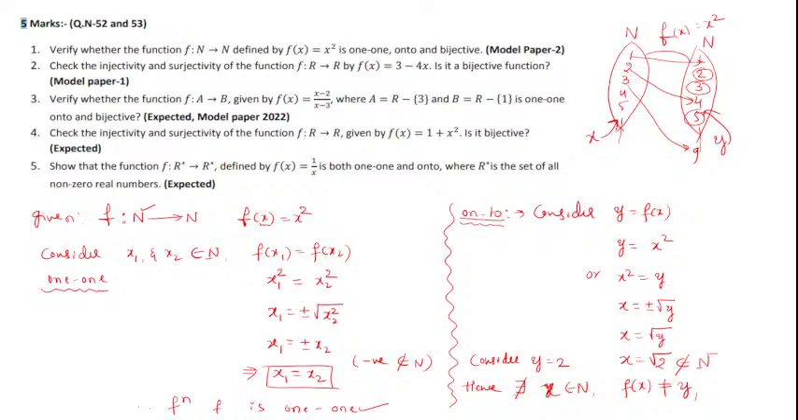That's why there does not exist any x value belonging to N such that f of x is equal to y. So you can write that f of x is not equal to y. Hence my function f is not onto. Since my function is 1-1 but not onto, hence it is not bijective. So you have to conclude in the exam like this: the function is 1-1 but not onto, hence it is not bijective.